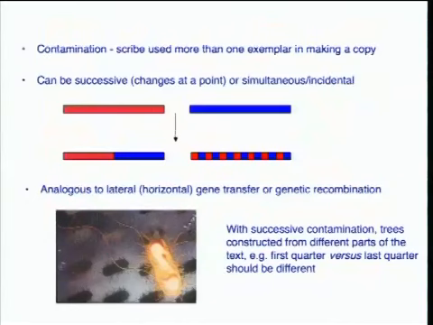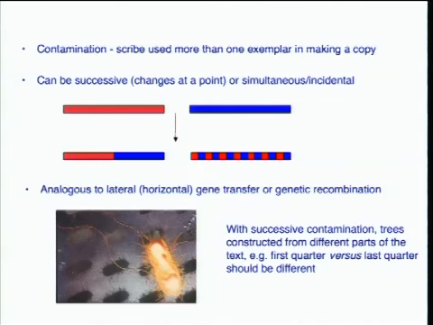And of course, this comes in two varieties. Successive contamination, which is shown here, where the text changes abruptly at a particular point, and simultaneous or incidental contamination, where you get a kind of patchwork. And clearly this kind of textual phenomenon is very closely similar to genetic recombination or lateral gene transfer, depending on what particular system you're looking at. And we know, for example, that bacteria are very efficient at lateral gene transfer.